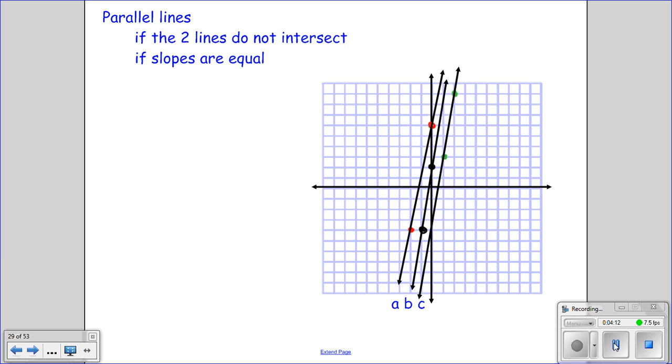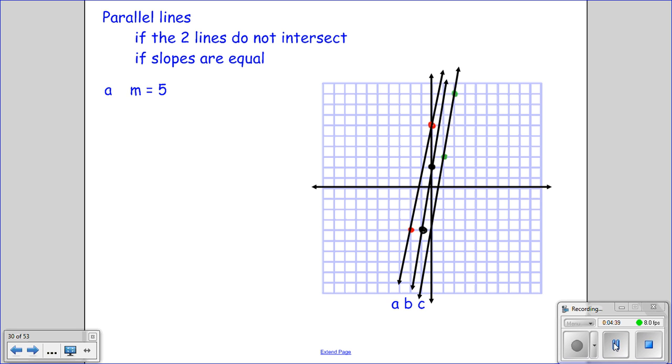Parallel lines. 2 lines are parallel if the lines do not intersect and if their slopes are equal. I have 3 lines drawn on the coordinate plane. We're going to determine whether line A, B, and C, which one is parallel to each other. We need to look at the slopes of these lines. First of all, look at the slope of the line with the red dot. That's line A. The slope of that line is m equal to 5.